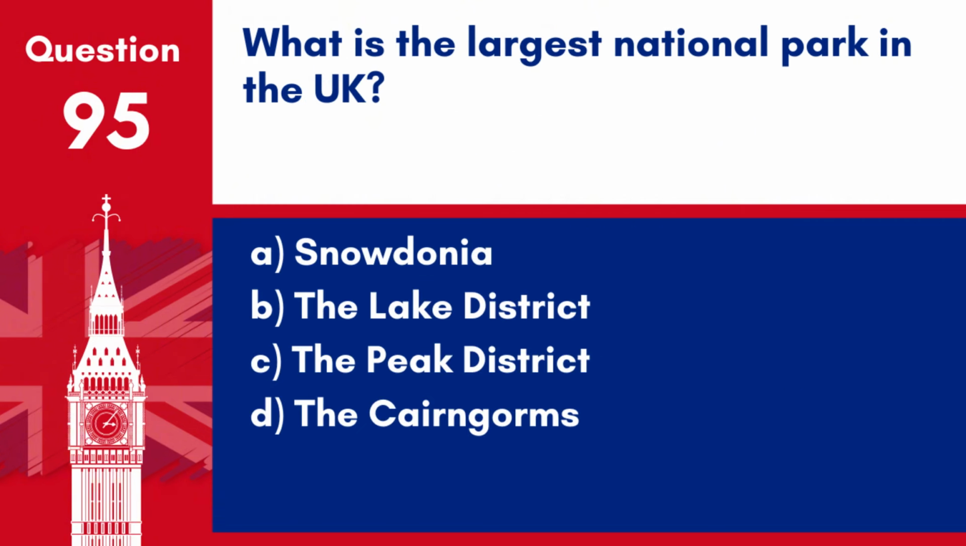Question 95. What is the largest national park in the UK? A. Snowdonia. B. The Lake District. C. The Peak District. D. The Cairngorms. Answer: D. The Cairngorms. The Cairngorms National Park in Scotland is the largest national park in the UK, known for its mountainous terrain and wildlife.